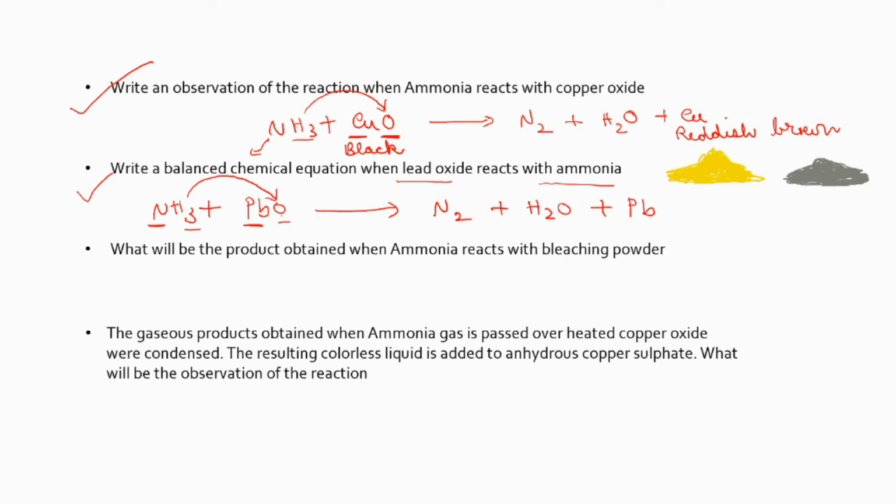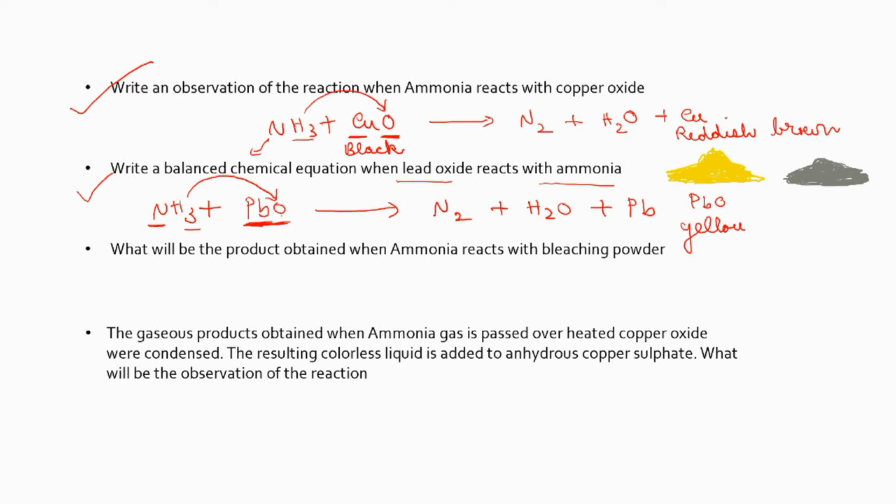I forgot to tell you one more point related to the lead oxide ammonia reaction also. They will be asking what will be the observation of the reaction. So I have kept a picture over here. See, what is the color of lead oxide? Lead oxide is yellow in color.